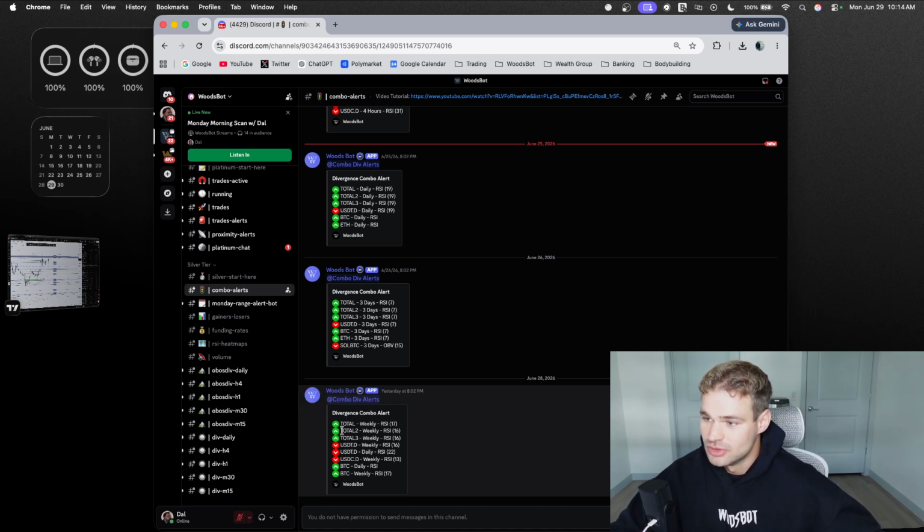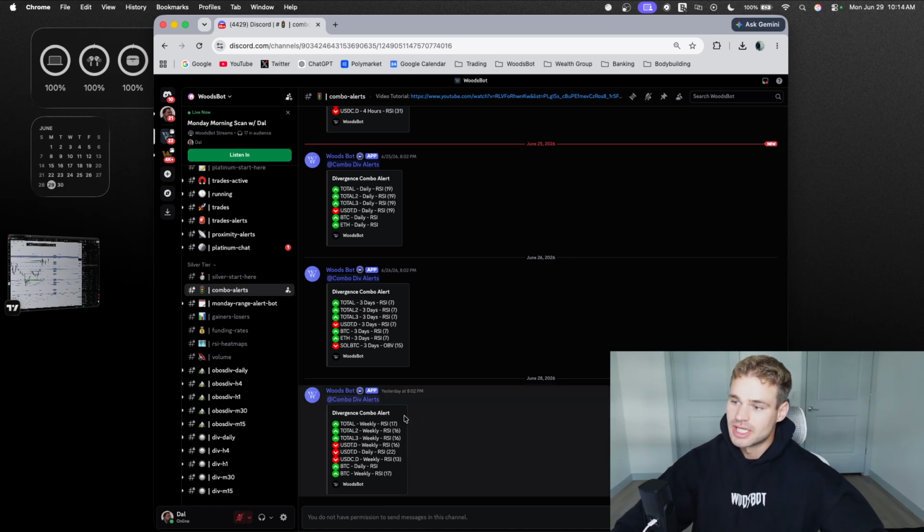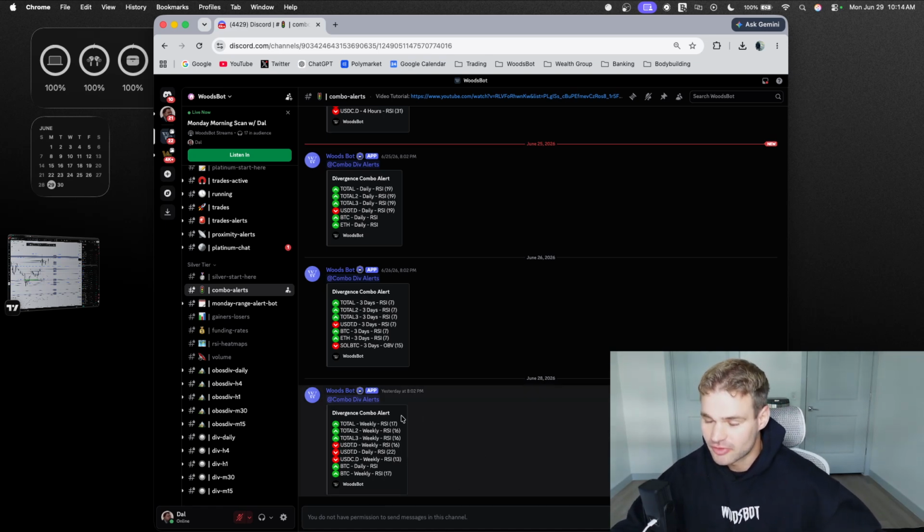Getting those bearish divergences on those USDT pairs is bullish for the market. Seeing total 2, total 3, seeing those bullish divergences on the higher time frame, that is bullish for the market. And on top of that, we have BTC daily RSI as well as a BTC weekly RSI bullish divergence, which is again bullish. So I take a look at that. I try to confirm my bias if it is correct or not.